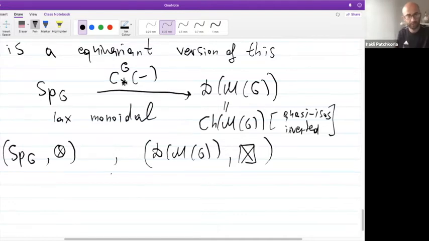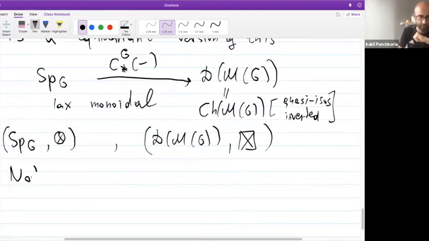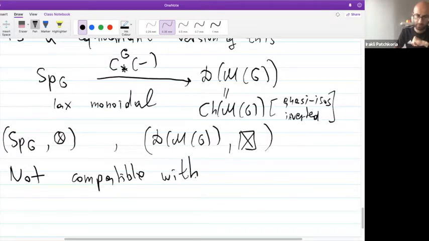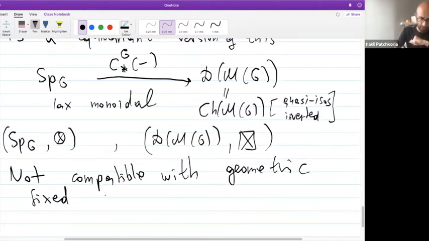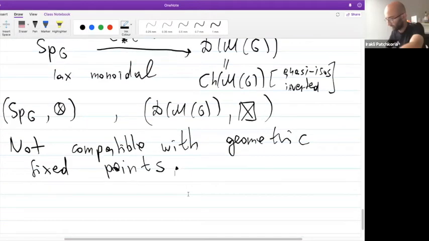But the problem of this functor is that it's not compatible with something very important in equivariant stable homotopy theory: geometric fixed points. And I will say exactly what that is. My goal in this talk is to tell you at least my version of how these derived Mackey functors even showed up first, what's the story behind it, and what was the motivation of Kaledin to actually define them. So it is important to understand this point here.